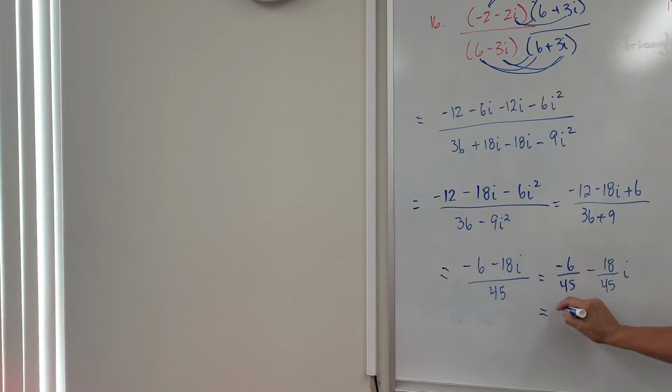So 3 goes into 6 twice, 3 goes into 45 15 times. And then here, 9 goes into 18 2 times, 9 goes into 45 5 times. Remember, you have to have the real part first, and then the imaginary part second.